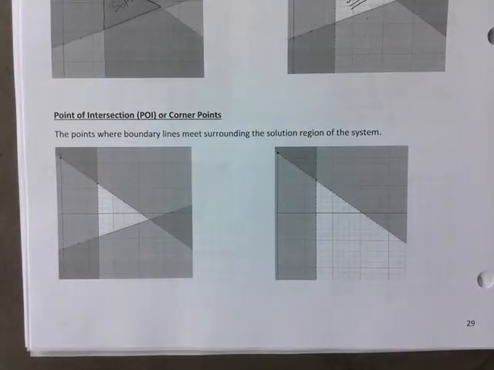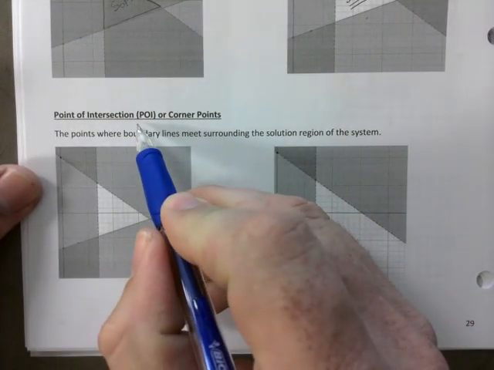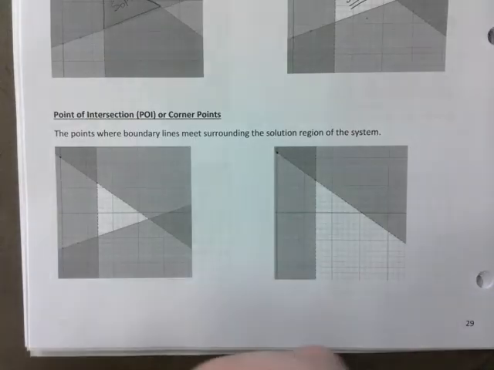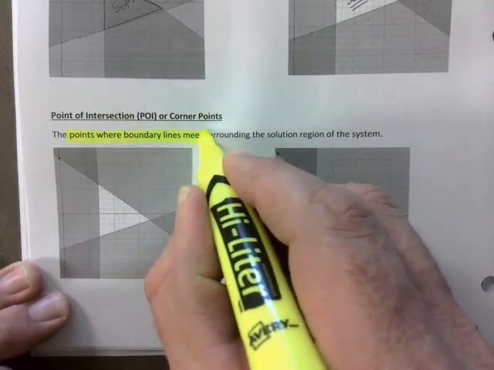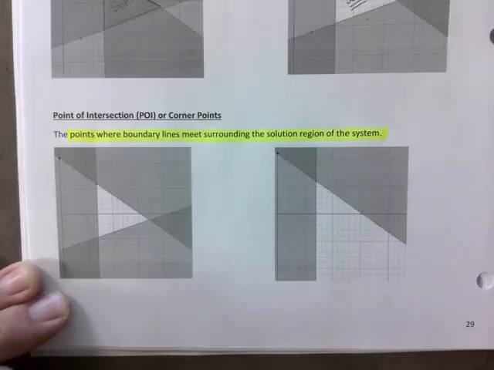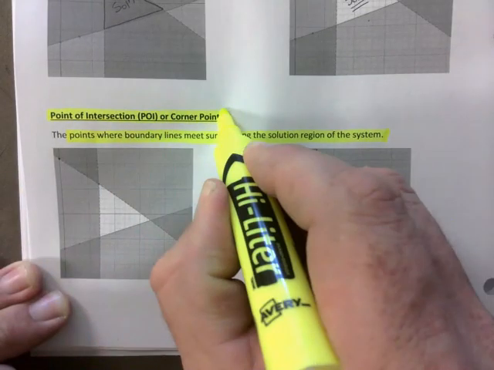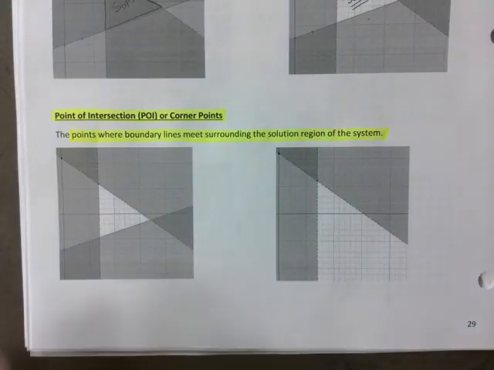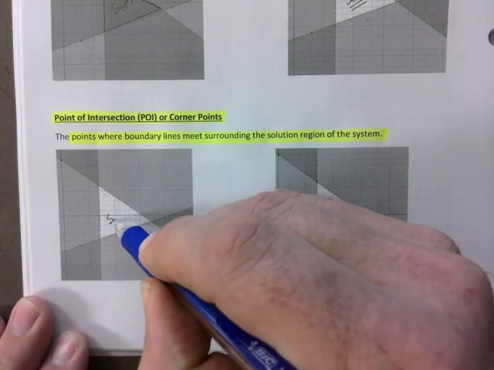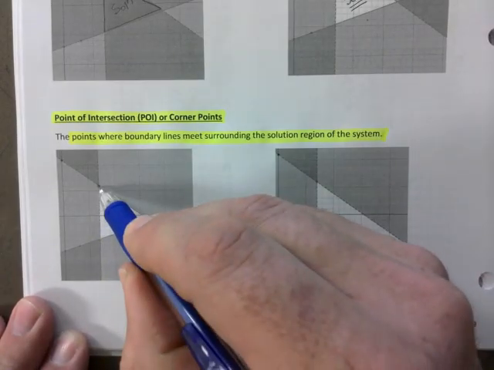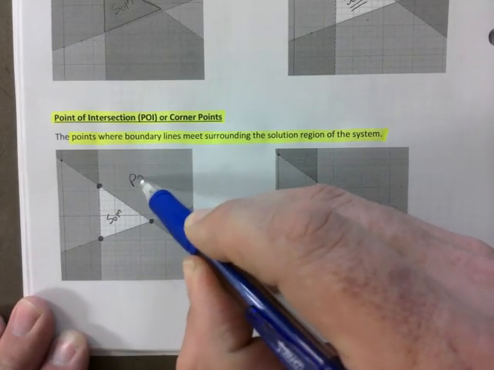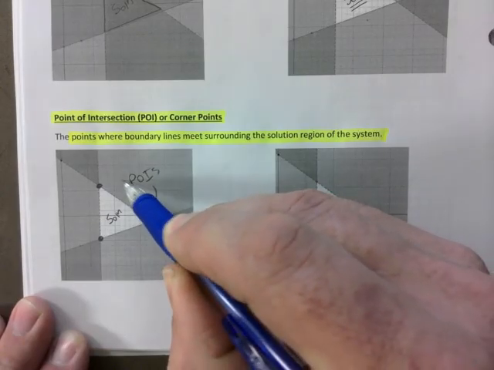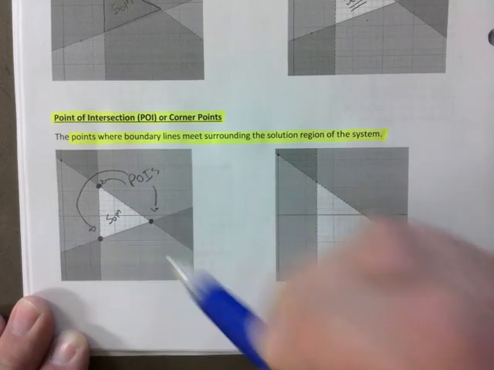Next, you need to worry about points of intersection. Okay? And we've talked about them a little bit. It's when lines meet. So highlight this part: the points where the boundary lines meet the solution region of the system. That's what POIs or corner points mean. So this one right here, if this is my solution region, then these three here would be considered corner points, POIs, right? There's one there, and one there. There's three.